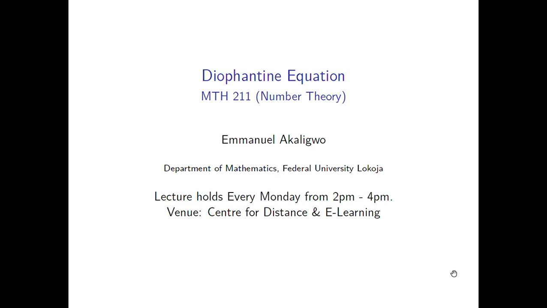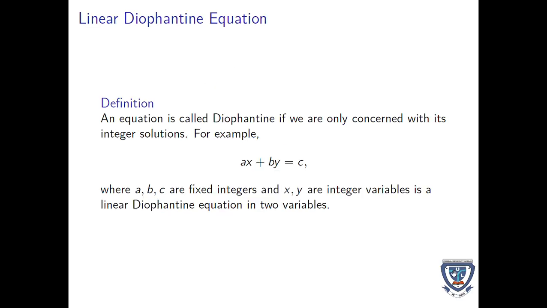Our topic today is the Diophantine equation. We'll begin with a definition. An equation is called Diophantine if we are only concerned with its integer solutions. For example, ax plus by is equal to c, where a, b, and c are fixed integers and x, y are integer variables, is a linear Diophantine equation in two variables.